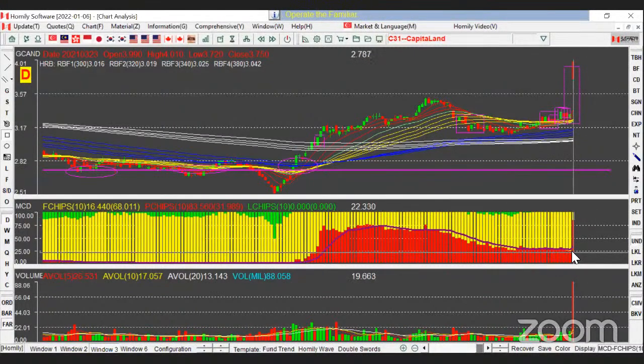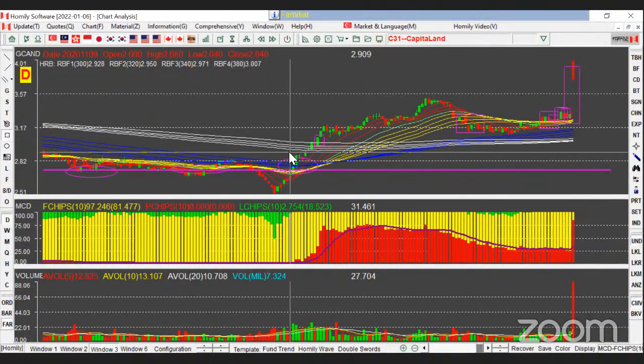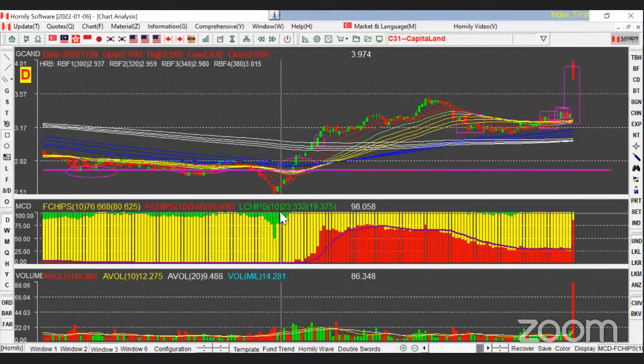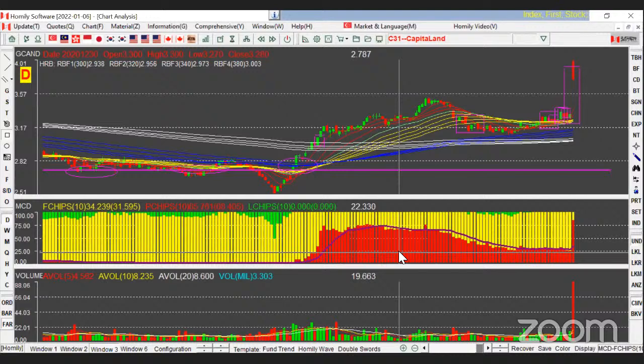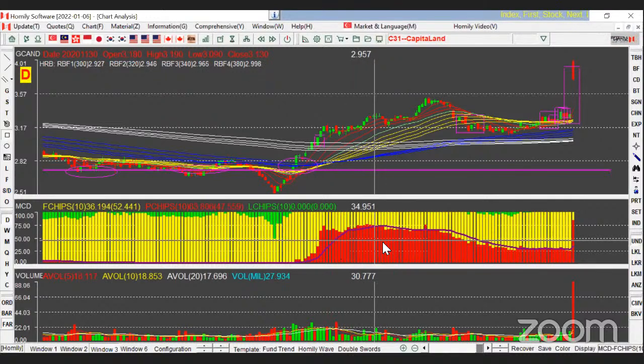Okay, so of course we say we don't only check Homilychart rainbow. We want to confirm by multicolor dragon. You have to check multicolor dragon. For capital line, you also see the big boys.